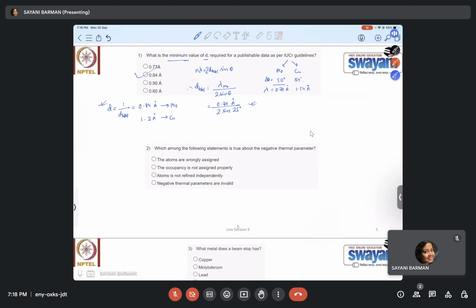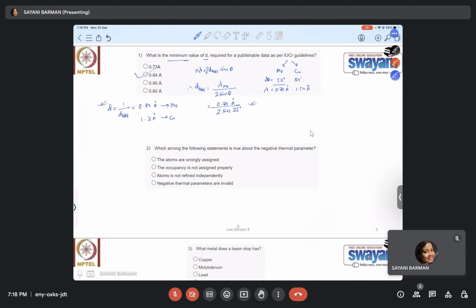Now, the next one is: which among the following statements is true about the negative thermal parameter? This one I have already done in the last class. The negative thermal parameter comes about when atoms are not refined independently.